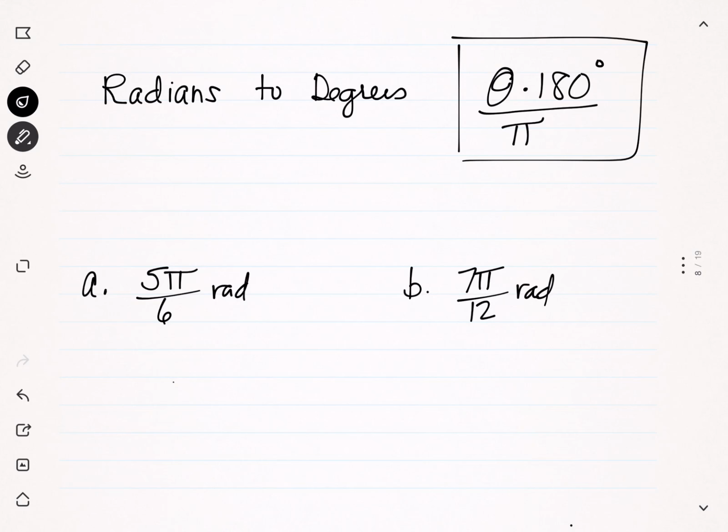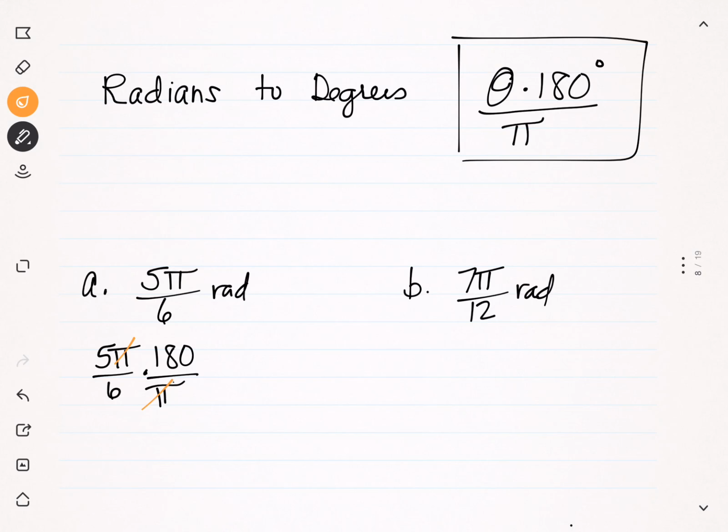So let's start with 5 pi over 6 radians. What we're going to do is take that 5 pi over 6 and multiply it by 180 and divide it by pi. So it would be the same thing as saying 5 pi over 6 times the fraction 180 over pi. So our pi's are going to cancel out here.